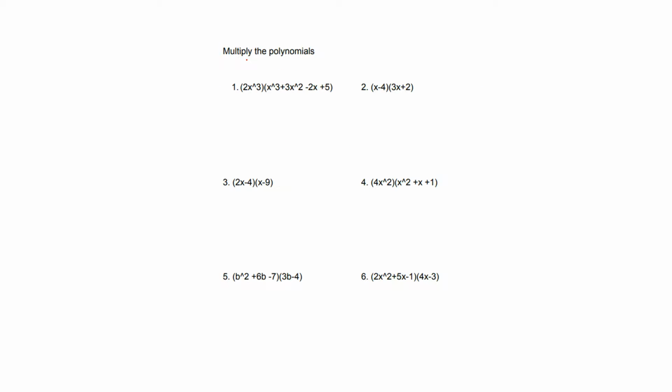Okay, so this next section, you need to multiply the polynomials. And here, number 1, we have 2x cubed times x cubed plus 3x squared minus 2x plus 5. So here, we could multiply these by just distributing. So first, we can multiply 2x cubed times x cubed. So this becomes 2x to the power 6.